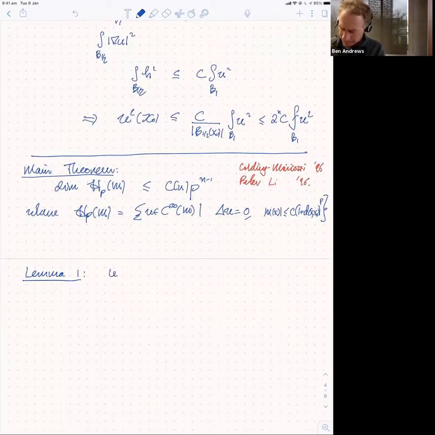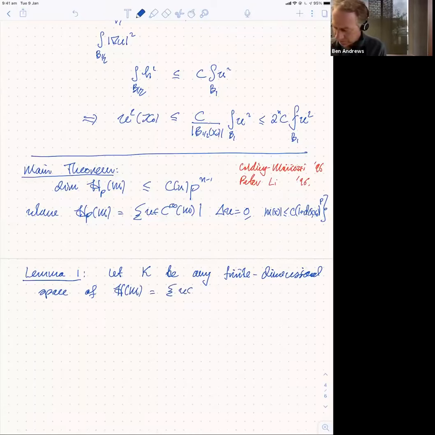So let's suppose that we have any finite dimensional subspace. We don't know a priori that this space is finite dimensional, but it's enough to bound the dimension of any finite dimensional subspace. So let's take K to be any finite dimensional space. In this case, I don't need the polynomial growth. So this is just a subspace of the space of harmonic functions.